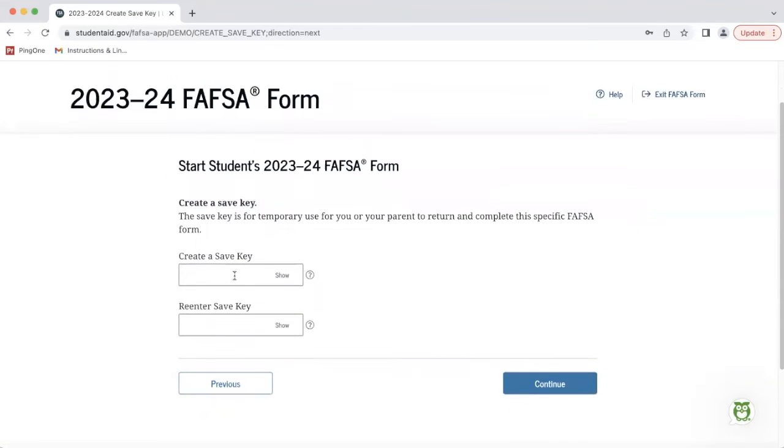On the next page, it's going to ask you to create a save key. This is like a temporary password to be used to save your spot in this form. So if you need to stop at some point and save and come back later, this will get you back to where you left off. I always tell people to put in something easy to remember, like a 4-digit number. And that's what I'm going to do now. And hit continue.